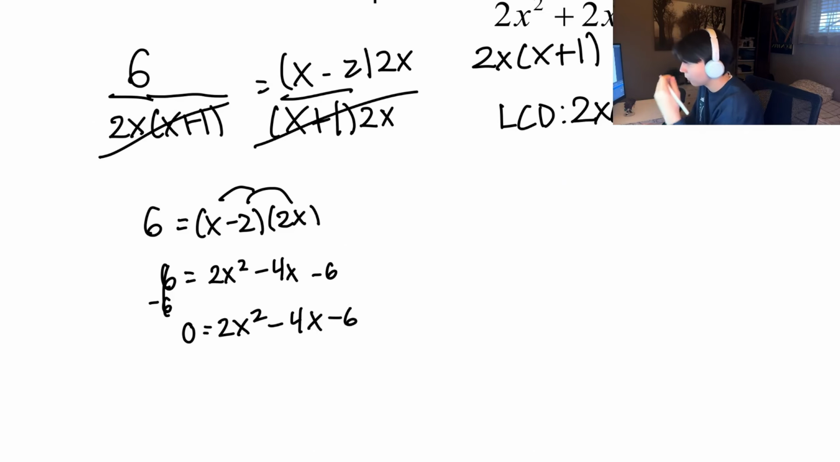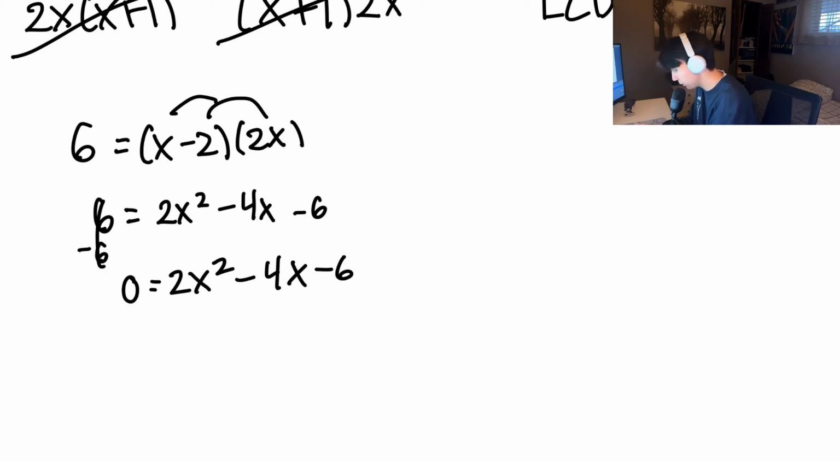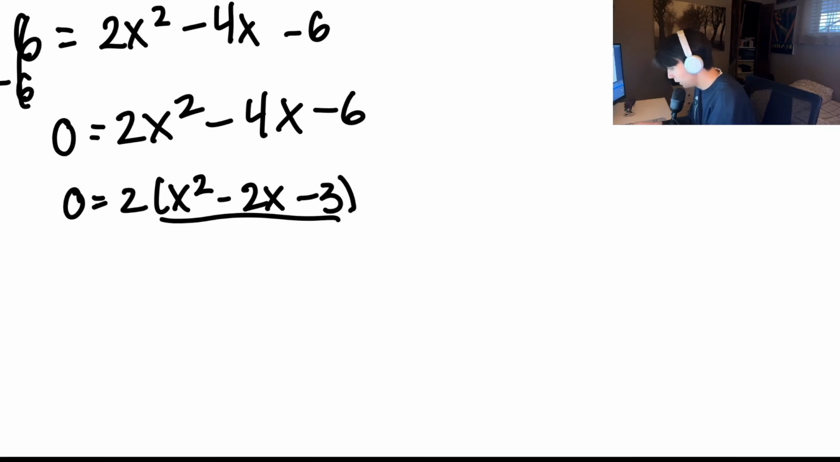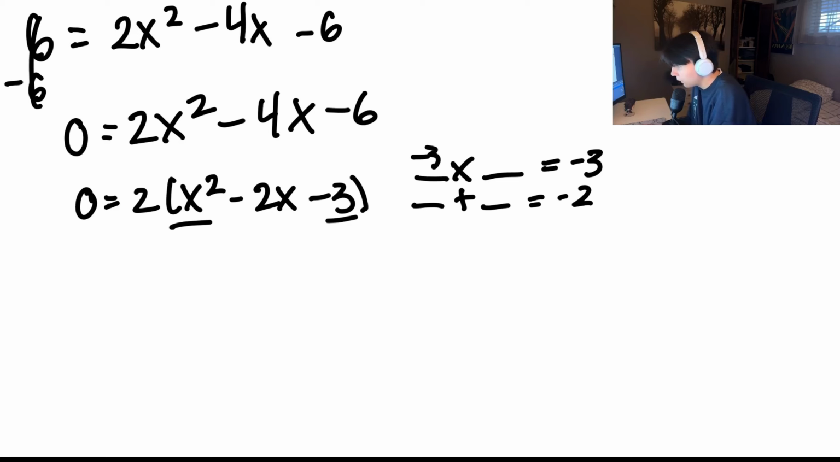So what I'm going to do here is divide everything by 2 since we have a GCF of 2. So we get 2 times x squared minus 2x minus 3. Now we can factor what's inside by using inspection, which is nice and easy. Two numbers that multiply to give us negative 3, and two numbers that add to give us negative 2. So we have negative 3 and 1.